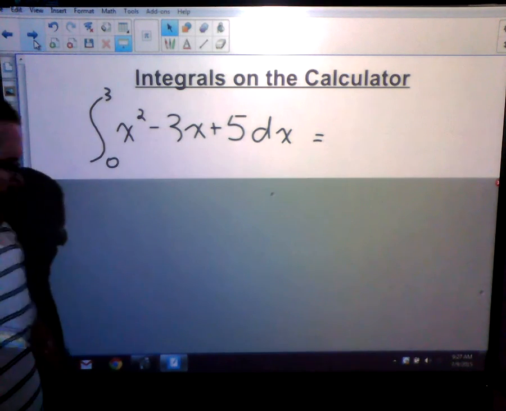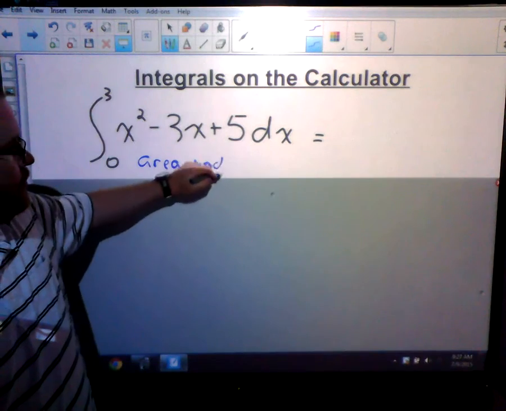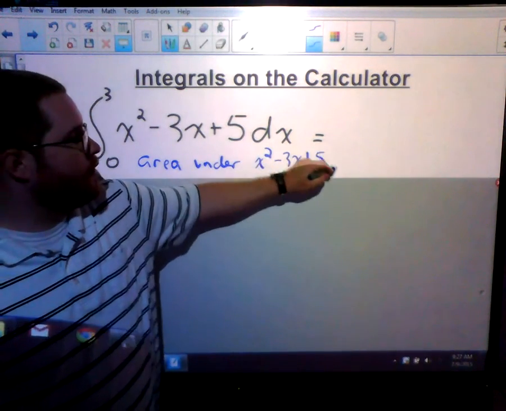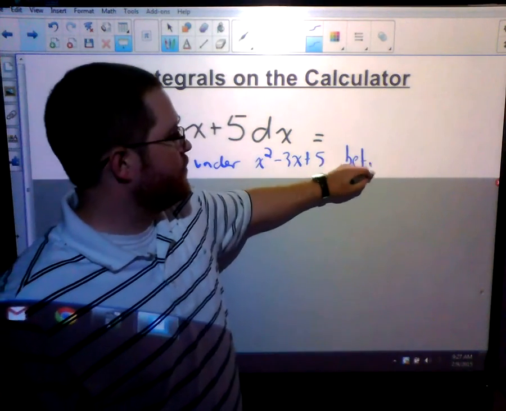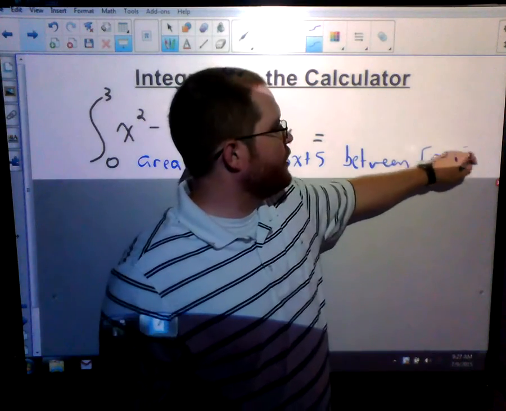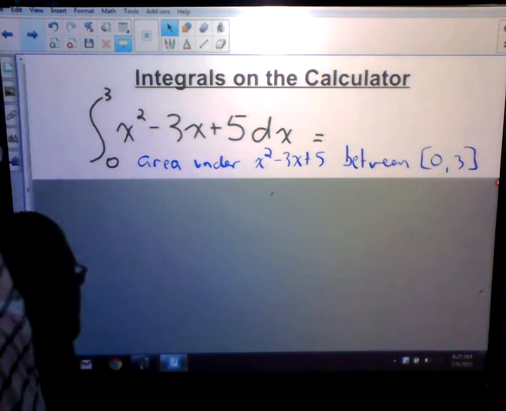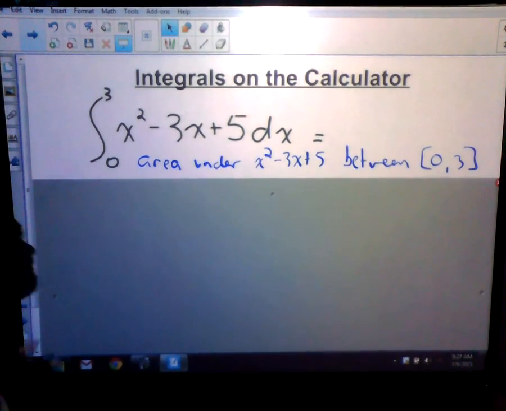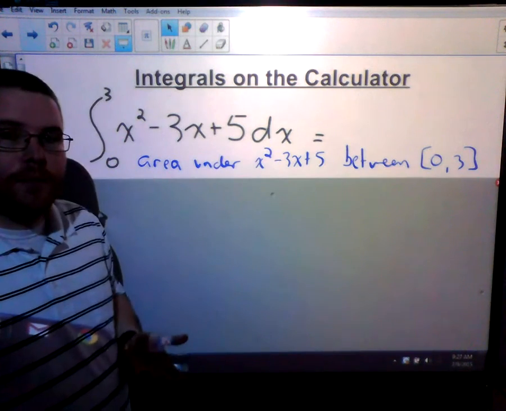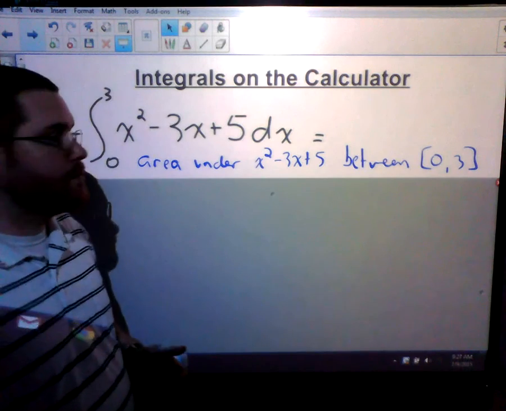What does this mean? This means the area under x squared minus 3x plus 5 between 0 and 3. The dx is there just to tell you what you're doing the antiderivative of. You're integrating x. And this year it's not that important because with dx, there's only one variable, it's x. But as you get into higher level calculus classes, there's more variables. They throw a lot of variables together, so it matters.